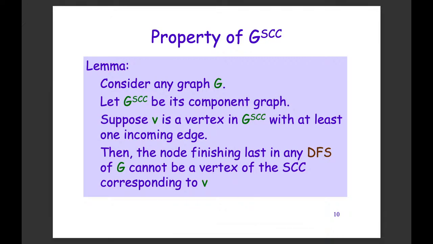And this key point allows us to proceed. Here is the summary: the node finishing last cannot be a vertex of an SCC corresponding to V, where V is a vertex with at least one incoming edge.